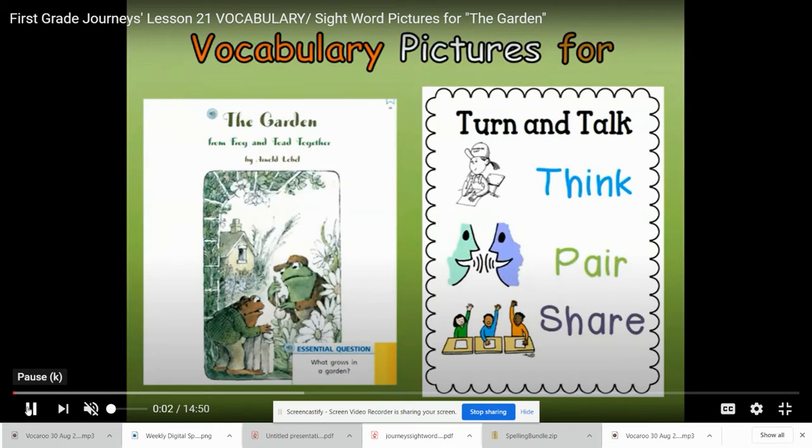Hi, boys and girls. Today I want to talk to you about the vocabulary words from the story The Garden from Frog and Toad Together.